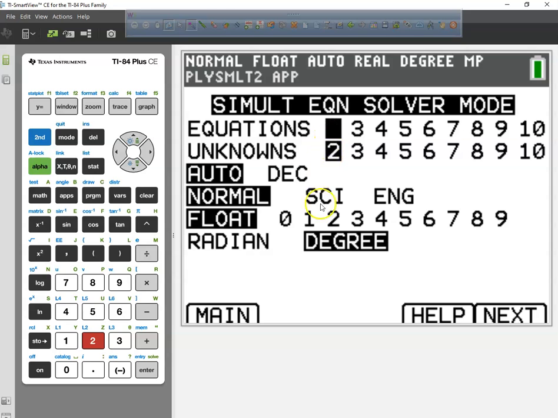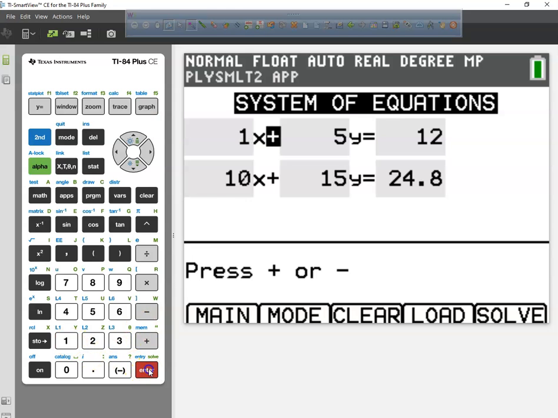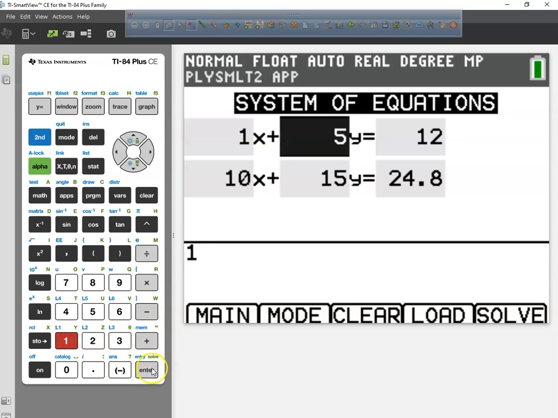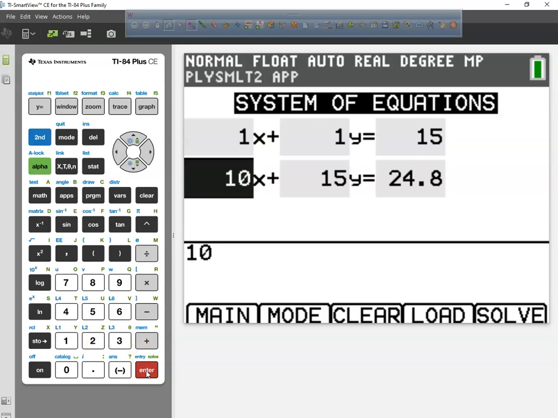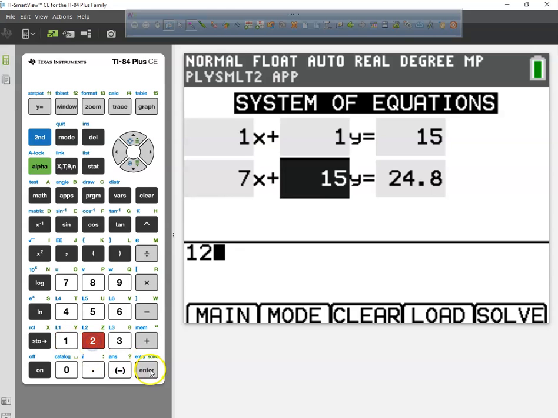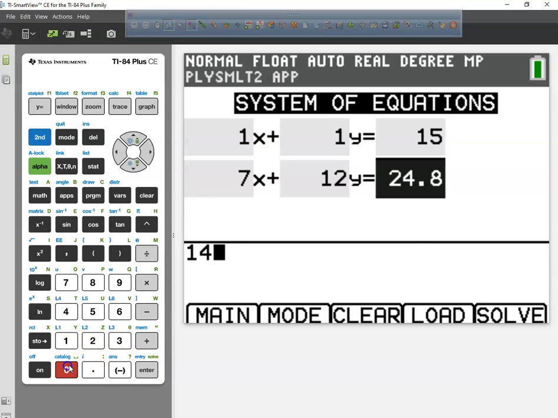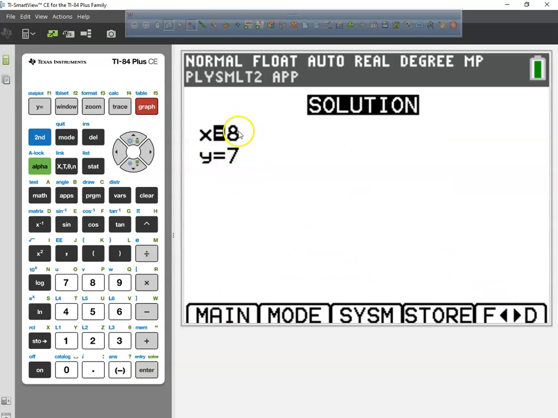We have 2 equations and 2 unknowns. So I'm going to hit next. I'm going to hit 1, enter, 1, enter. And what number am I going to type in there? A 15. And then we had a 7. We had a 12. And then we had 140. We make it right there. It's beautiful. It says solve. You hit graph and ta-da. You got what? 8 and 7.